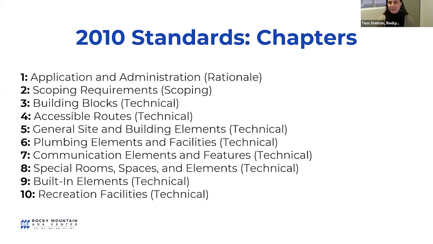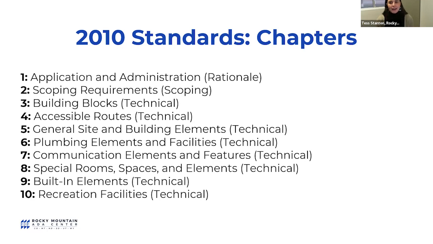That chapter 8 may be especially useful for you if you represent a performing arts theater. Chapter 8 covers the dimensions and the requirements for wheelchair spaces and companion seats. It also covers dressing, fitting, and locker rooms and residential dwelling units. Chapter 9 covers built-in elements. So that's like dining surfaces and benches and checkout aisles. And then finally, chapter 10 covers the technical requirements for recreation facilities. So amusement rides, boating facilities, exercise machines and equipment, etc.